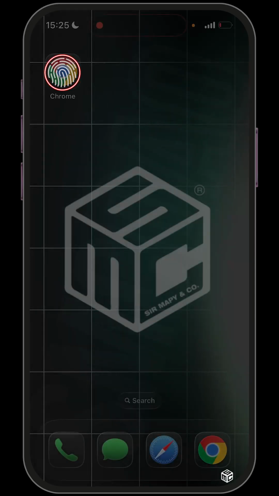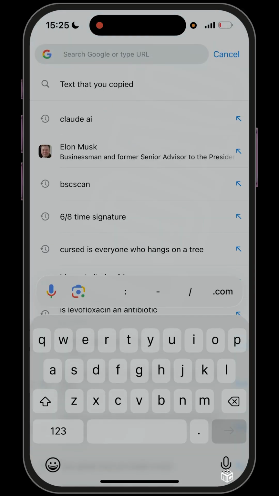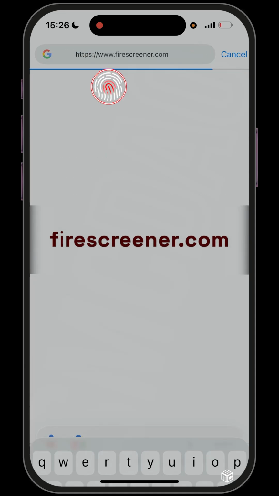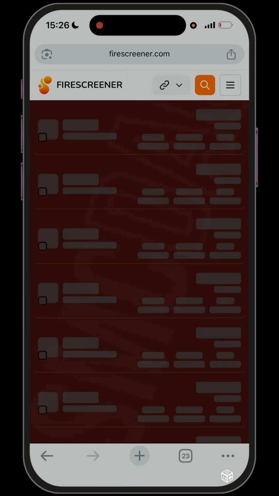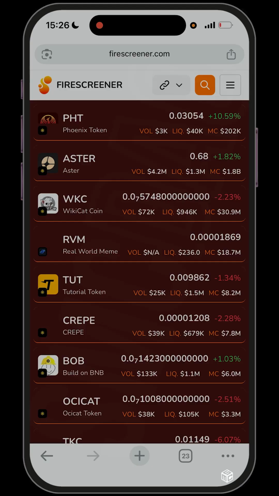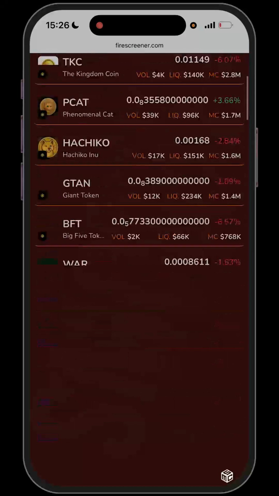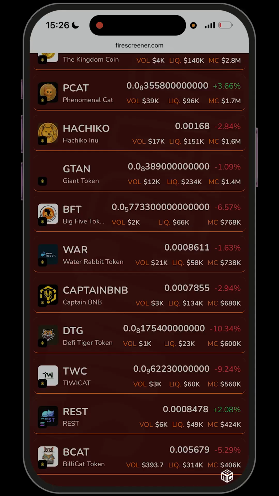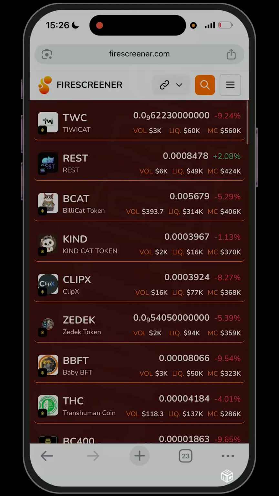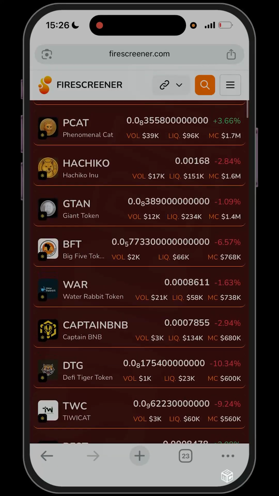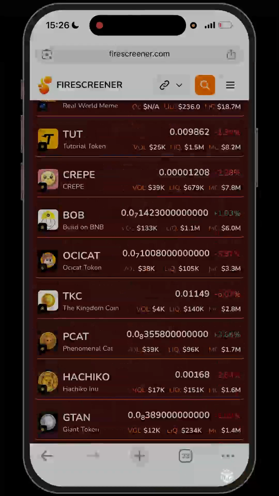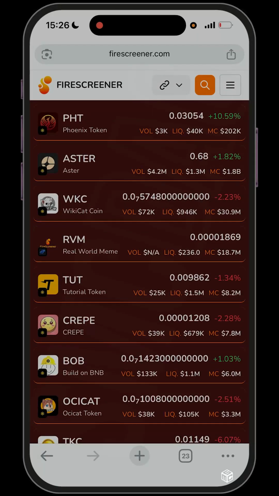Now, all you need to do is go to the correct URL of Firescreener, and there you have it. This is the correct URL, firescreener.com. Firescreener is a crypto analytics platform designed to help users track and analyze tokens in real time. It provides market data, token activity, charts, trading information, and analytical tools that help you stay more informed. Think of it as a dashboard where you can quickly study what the token is doing before interacting with it.